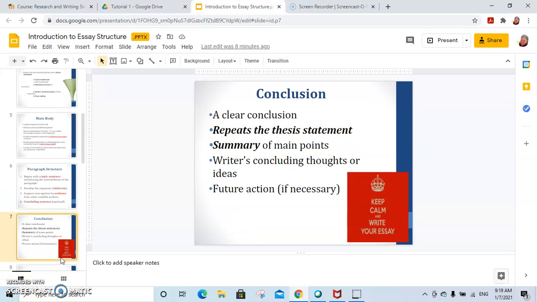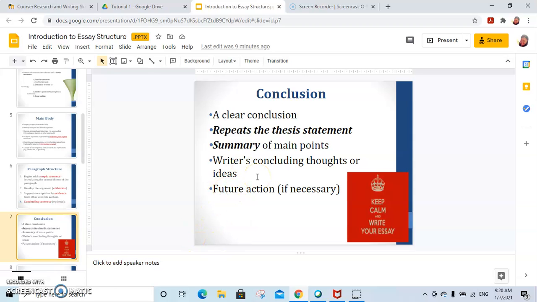All right, and as for the conclusion or the concluding paragraph, it firstly reiterates or repeats the thesis statement, which is in the introduction, and then summarizes the main points of the body paragraphs.